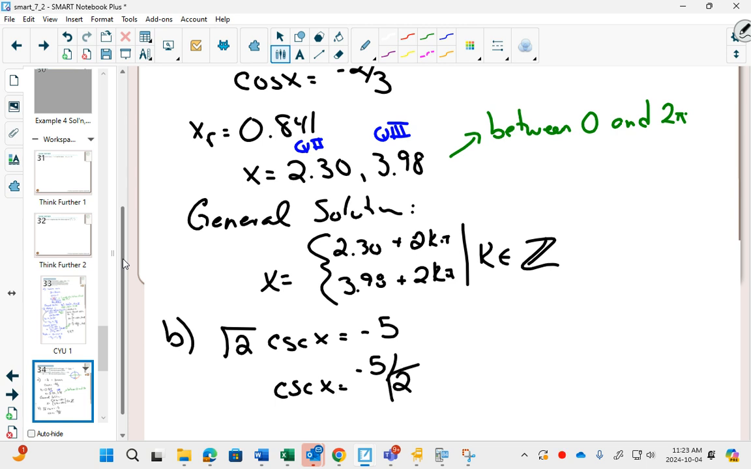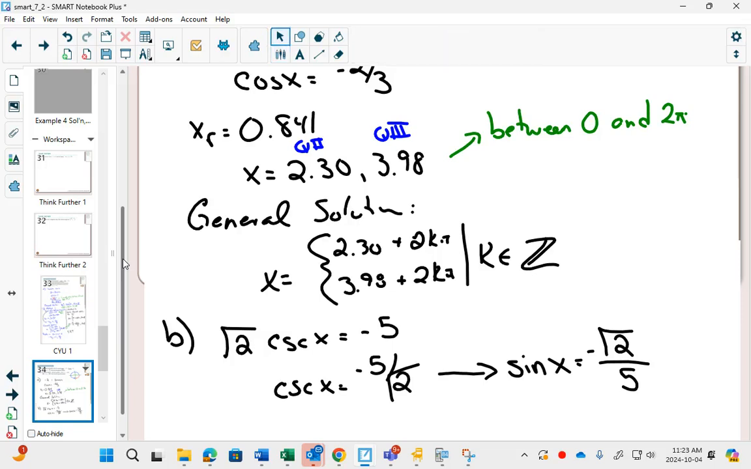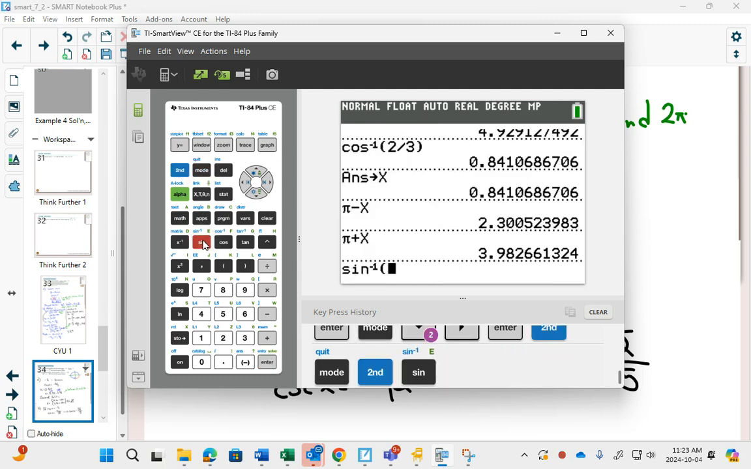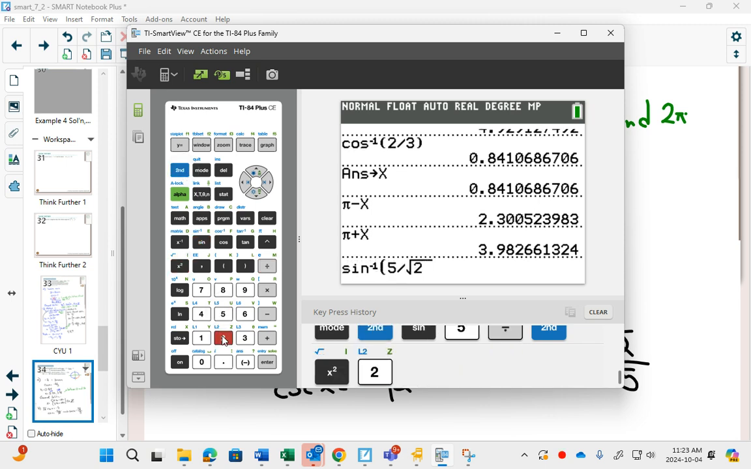And I get -5 divided by the square root of 2, which means if I know cosecant, I can flip the ratio, keep the angle the same, and I would get -√2/5. Obviously, this is not on our unit circle, so we're going to have to find a reference angle, but this time when we go to our calculator, we have to hit the mode button, and change back to degrees. Find my reference angle by going sine inverse of the positive. 5 divided by the square root of 2.